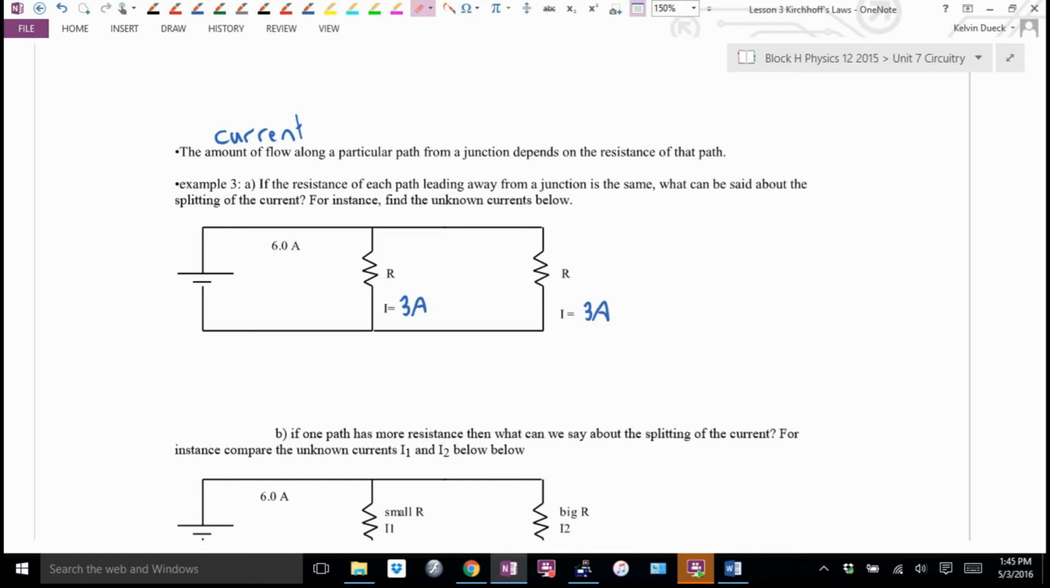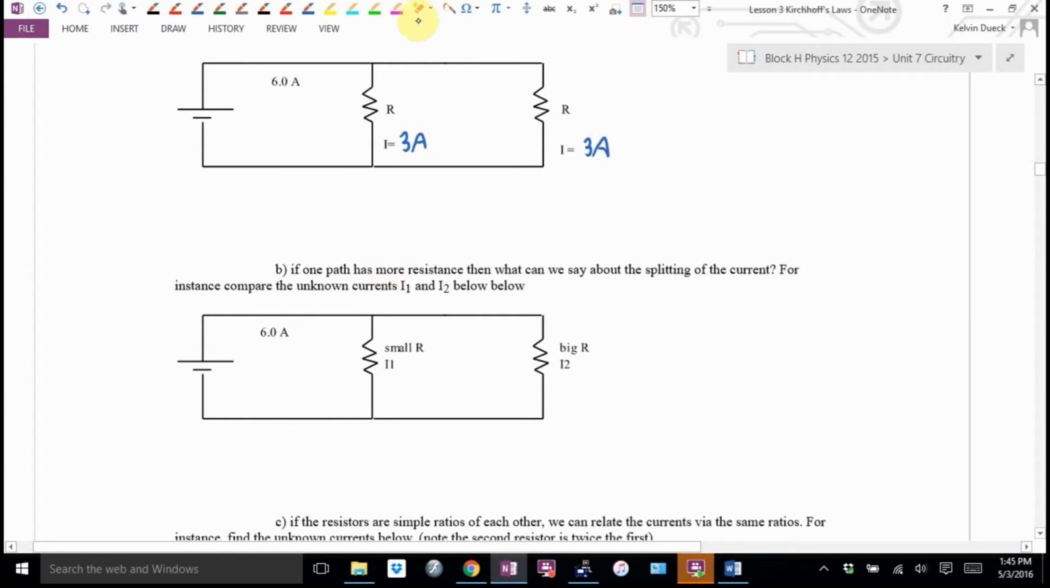We said resistance was sort of like how deep the snow was, and if the snow gets really deep, you can't get as many skiers at a time because they have to go really slowly. So, 6 amps, small resistance versus big resistance. Which current will be bigger, I1 or I2? I'll do my usual trick of big letters meaning big, small letters meaning small. I1 will be much bigger than I2. In fact, we can even go further.